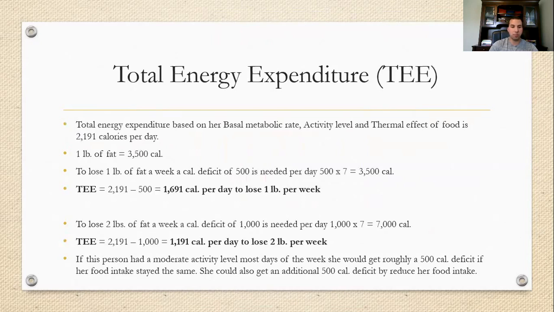So let's do 2 pounds per week. 2 pounds of fat per week, you need 1,000 calories. It's going to be 7,000 calories, so 1,000 times 7, there you go, we got it. So the T is 2191, and to get 2 pounds a week, we need a 1,000 calorie deficit. That's going to be 1191 per day to lose 2 pounds per week.